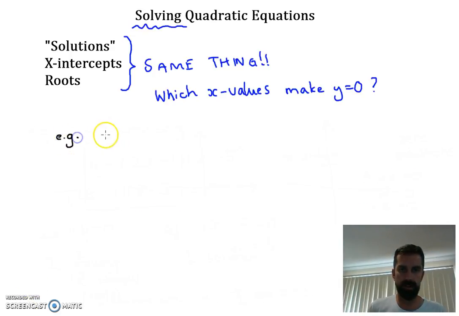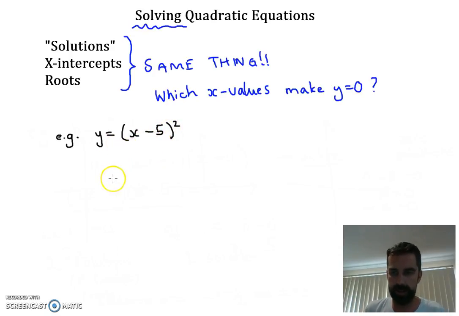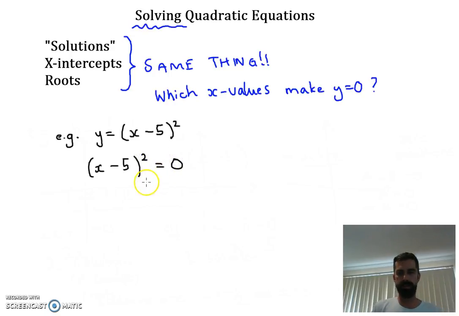Okay, another example by factorizing again. Let's say we've got something like y equals (x take 5) all squared. In this case, there's only one possibility. Let's just do our first thing. We need to set it all to 0 because remember we're interested in what x values make y equal to 0. So we're going to say (x take 5) in brackets all squared equals 0.